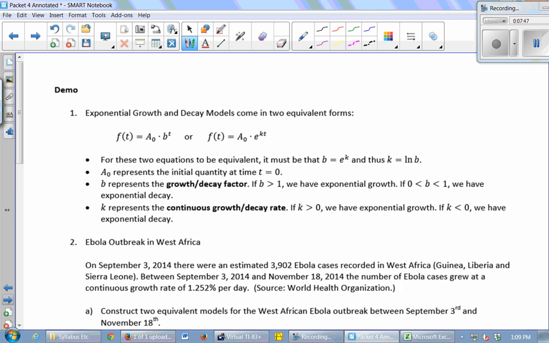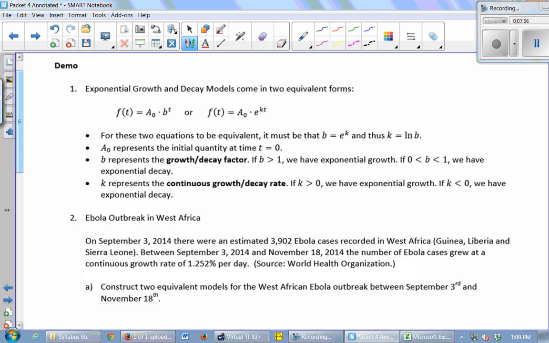All right, so today we're going to talk about exponential growth and decay and writing models for real life things that grow and decay exponentially. With exponential growth and decay, they come in 2 equivalent forms. You can use a base of b or a base of e. They are exactly the same. They model the same thing. A sub 0 always represents your initial quantity. So in both forms, A sub 0 is the same thing. That first number is your initial amount. And then you can either do times b to the t or times e to the kt.